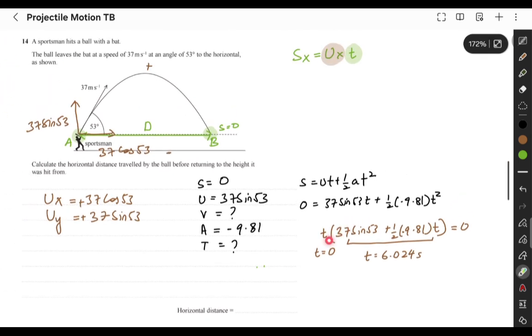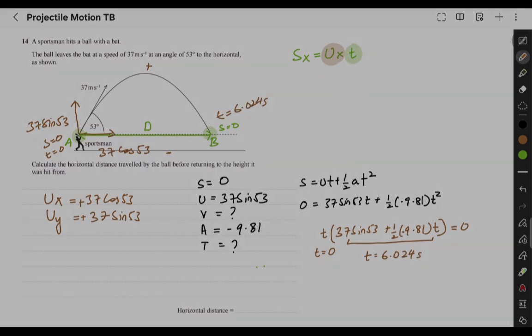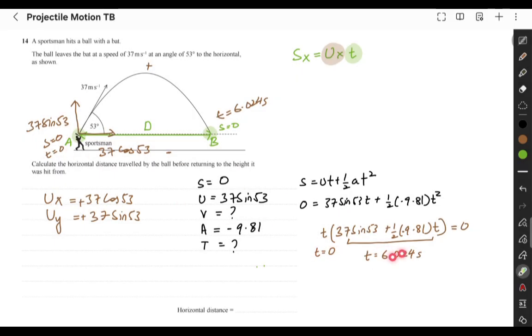Now, I want to explain what these two values actually mean just a little bit. t equals 0 tells us that the displacement in the y direction is 0 when t is 0. So basically at this point, this is talking about this point right over here. Our s is equal to 0 here, and our t is equal to 0 as well. And then this time over here, we're talking about B basically. So here our time is equal to 6.024 seconds. This is talking about A, this is talking about the B part. I hope that small thing is clear there.